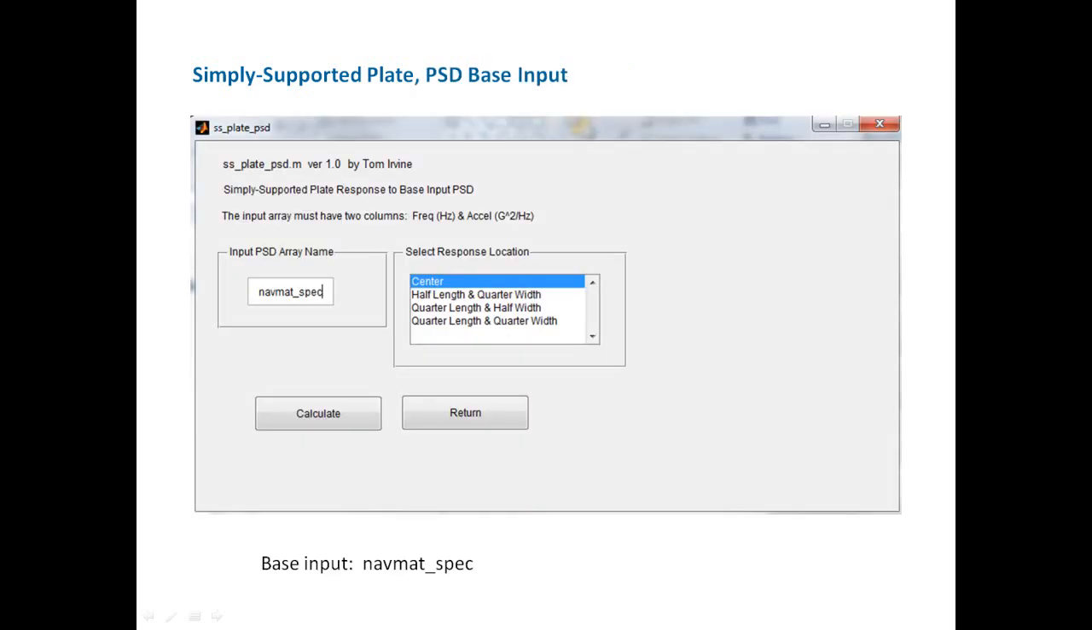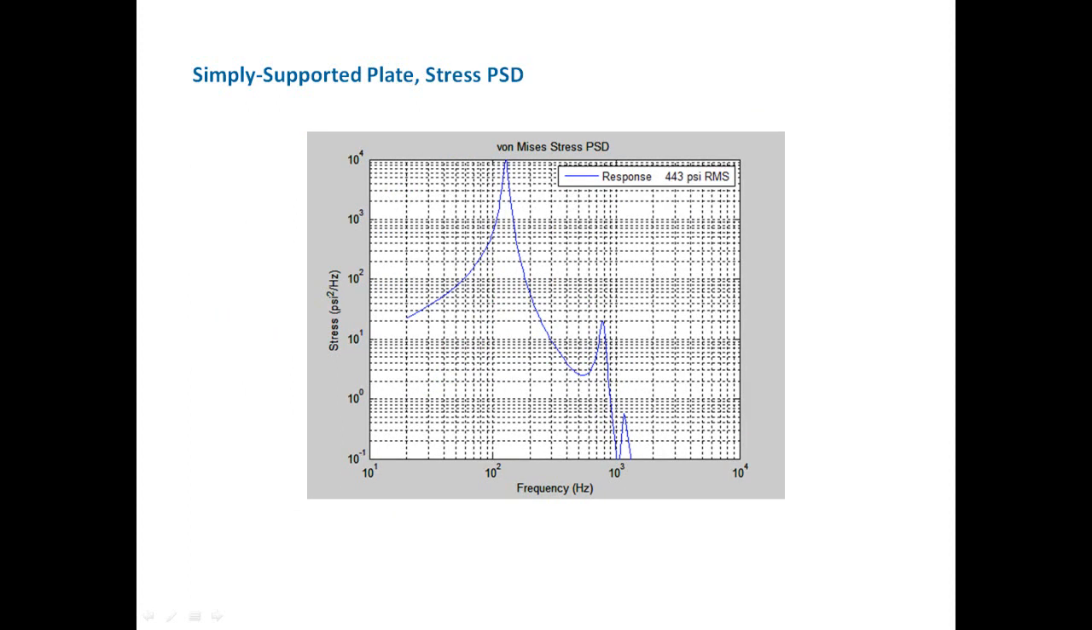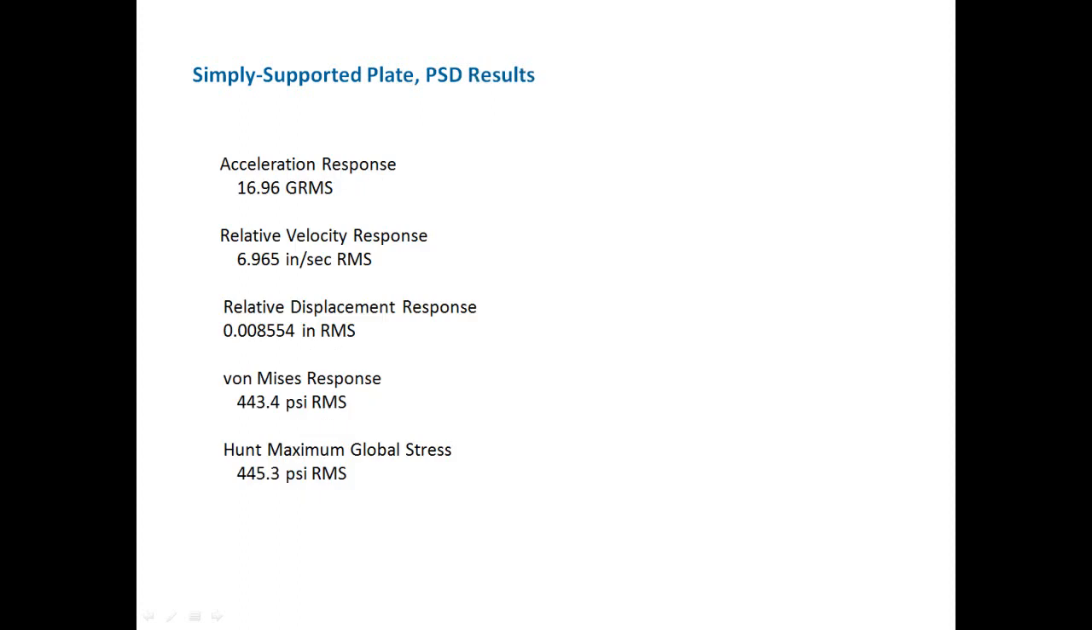Okay, this was actually the PSD base input for the same plate. It looks like in the slides I did a switch relative to what I demonstrated in class in terms of order. So we've seen these plots before. These are the simply supported plate and its responses with respect to the NavMat spec PSD base input. Acceleration PSD, von Mises stress PSD. And then the simply supported plate PSD results.